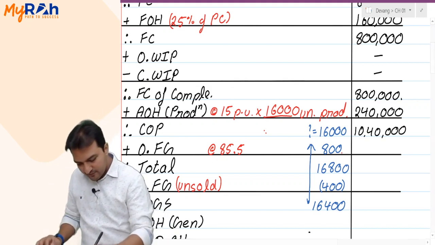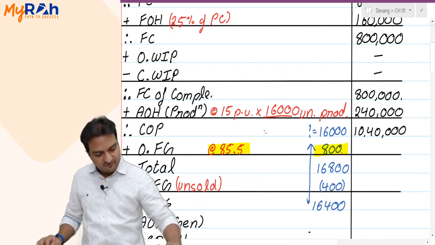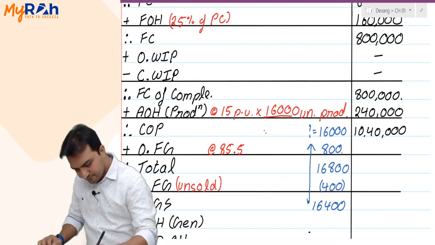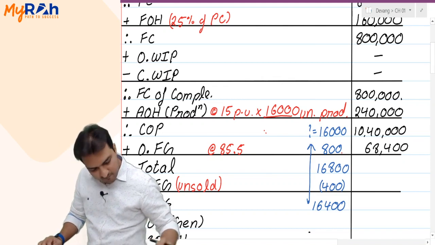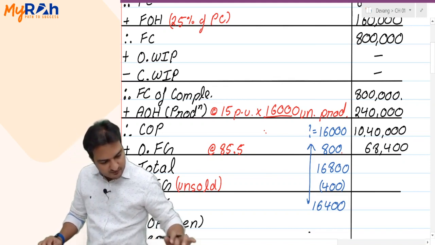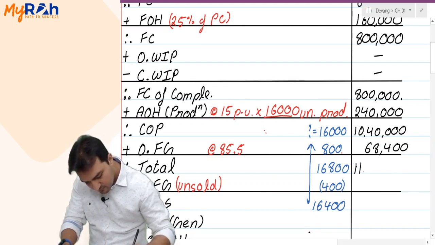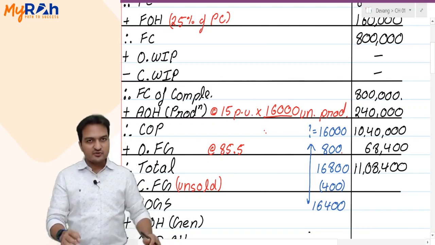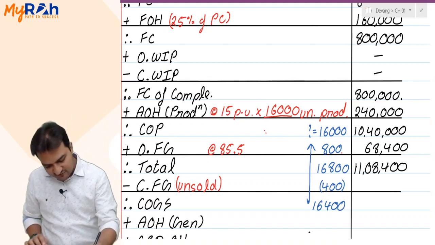You already know opening FG is given: 800 units at the rate of 85.5. 800 into 85.5 is 68,400. Plus 10 lakh 40,000 gives 11,08,400 as my total. From that, now I need to do less closing FG.